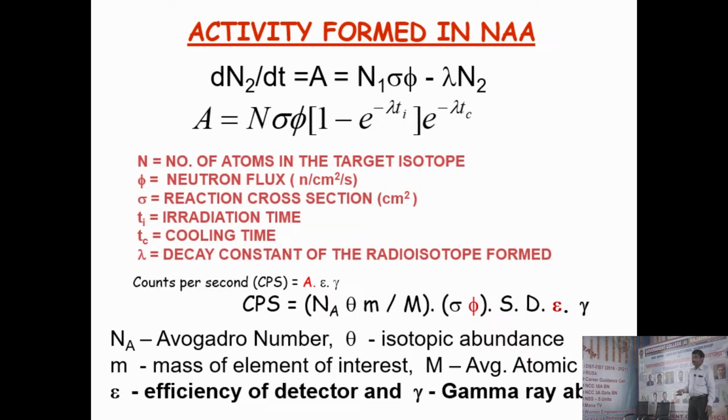t_i is the time of irradiation, and then there is the cooling: it's not that you do the irradiation and can immediately measure the activity, so decay corrections are also incorporated here. From this we can see how much activity is induced. When you measure the CPS, you again have to consider the efficiency of your detector, the gamma ray efficiency. Basically you get counts, and from that we have to correlate the concentration. By applying all these parameters we can quantify the element of interest in your samples.